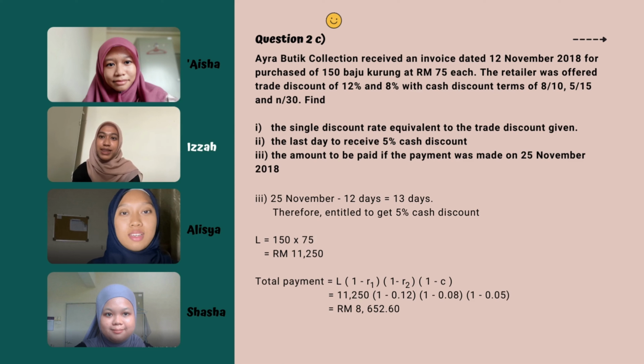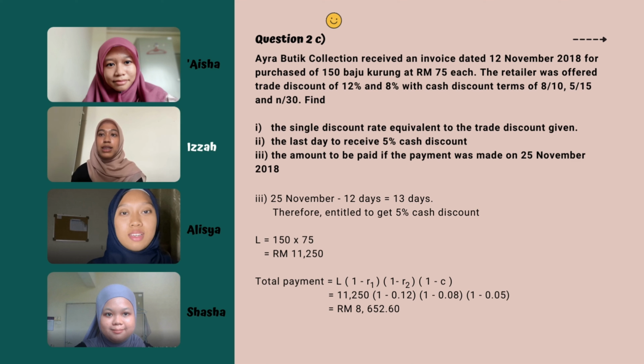For question number 3, we need to find the amount of payment for 25 November 2018. For this question, we use the formula total payment equals L times (1 minus R1) times (1 minus R2) times (1 minus C). L is the list price, which we don't know. So first of all, we need to find the list price, which is 150 baju kurung multiplied by 75 ringgit. Then we get 11,250. That is our list price.